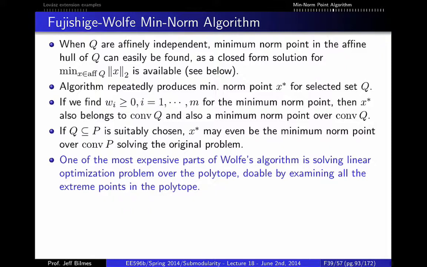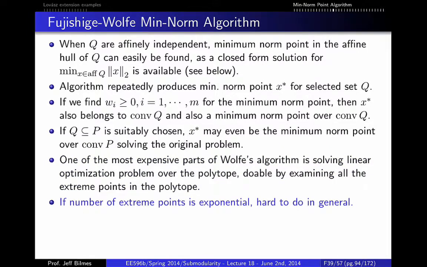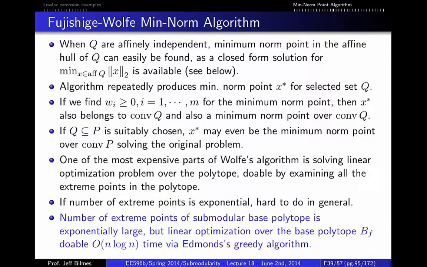Now, one of the more expensive parts of Wolfe's algorithm is solving the linear optimization problem over the polytope. How do we do that, especially when there's an exponential number of points? In general, if there's an exponential number of points in the polytope, we're screwed. We can't do it. The minimum norm point algorithm is not viable in such cases. However, thanks to good old Jack Edmonds, we can actually find points in the polytope and do linear optimization over the base in n log n time using the greedy algorithm. So suddenly he's made this procedure accessible.